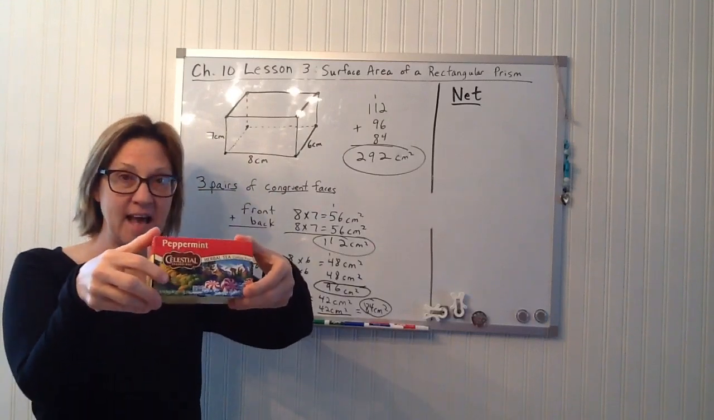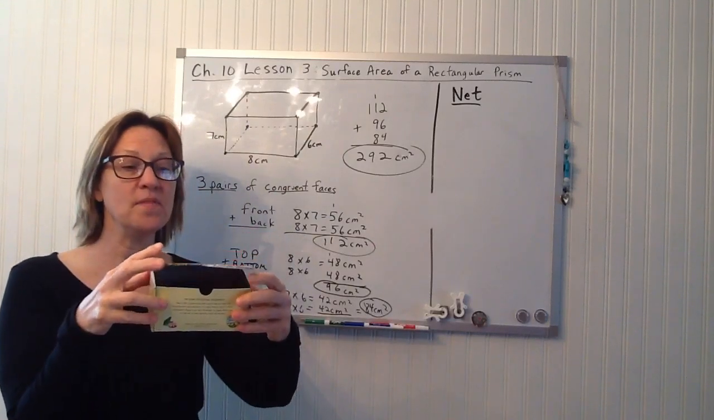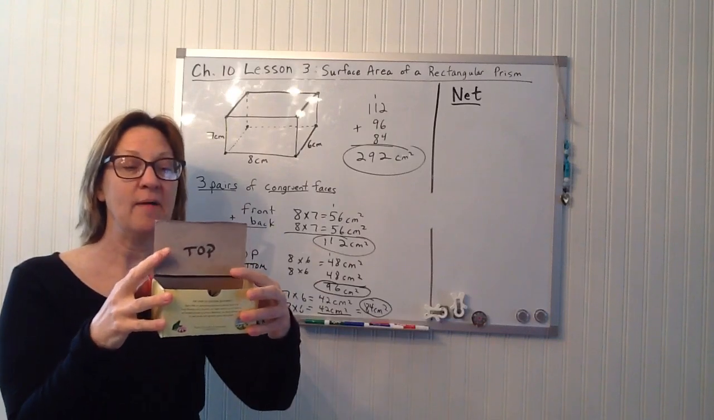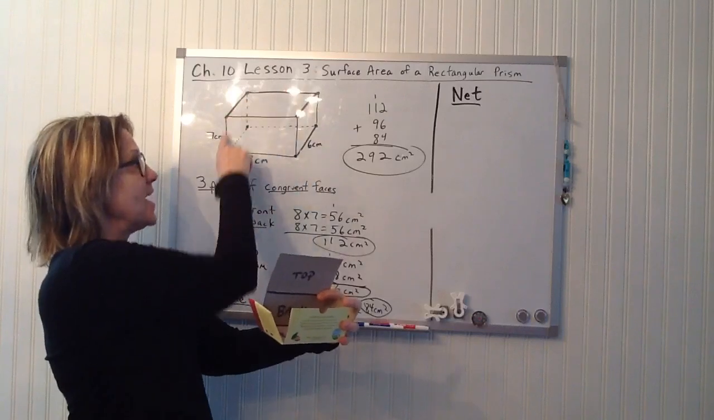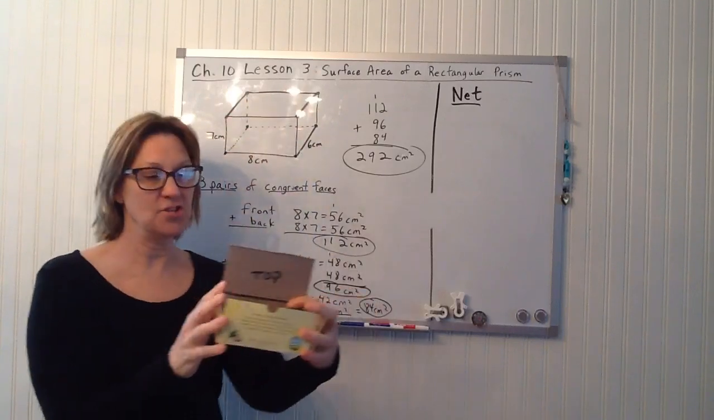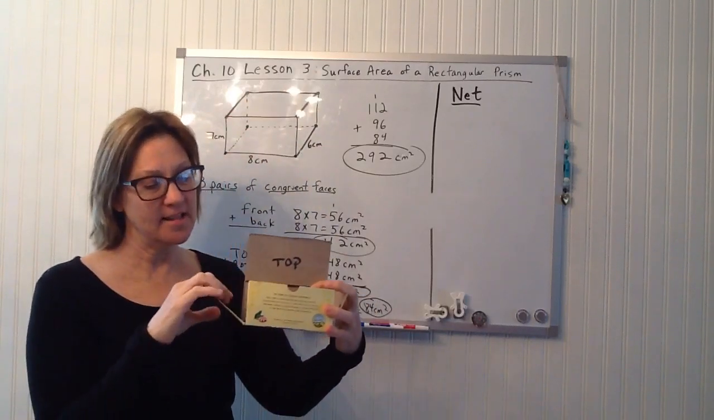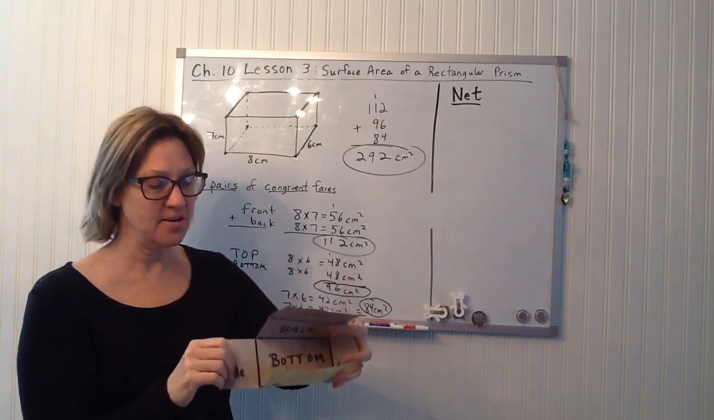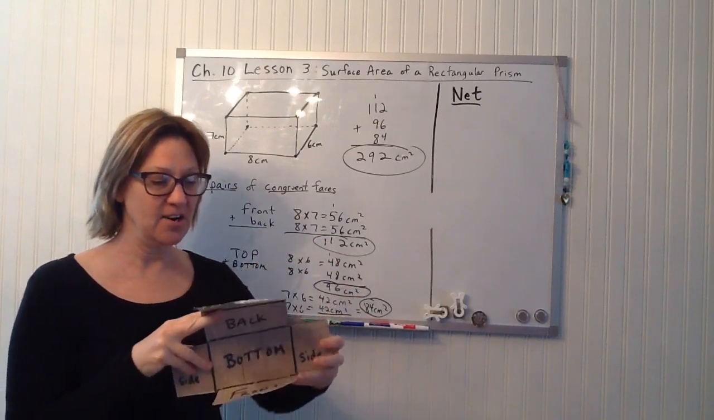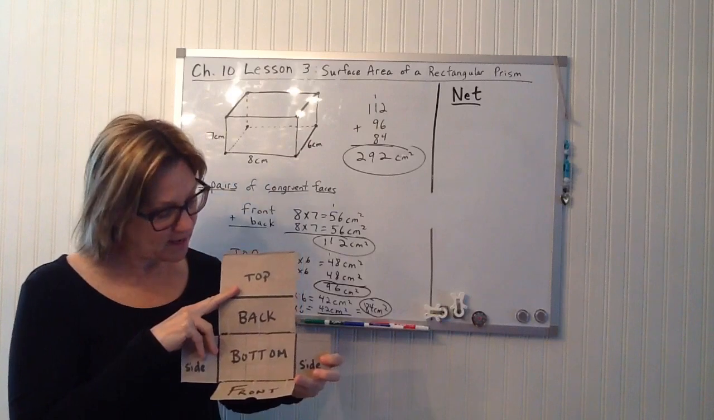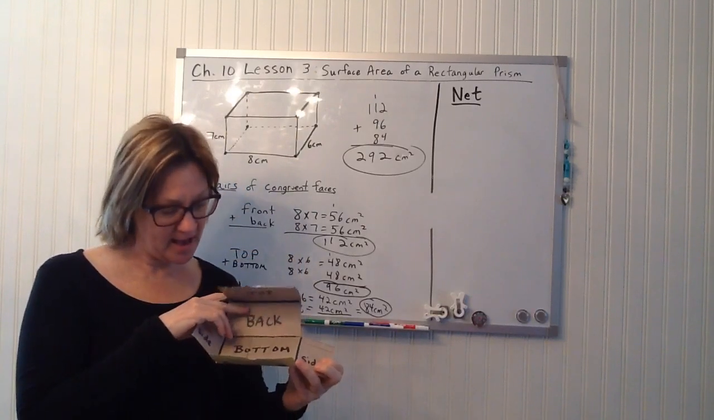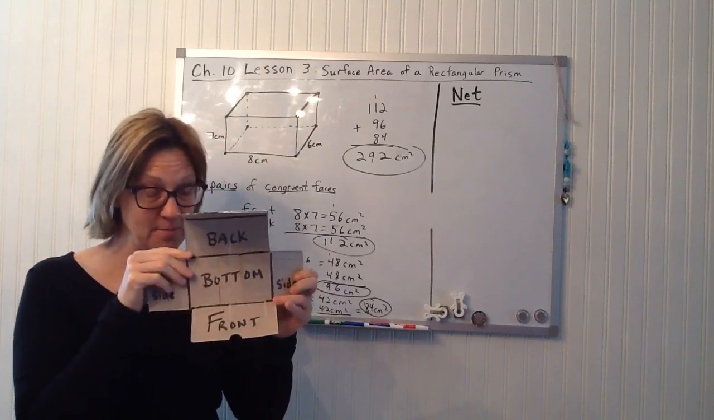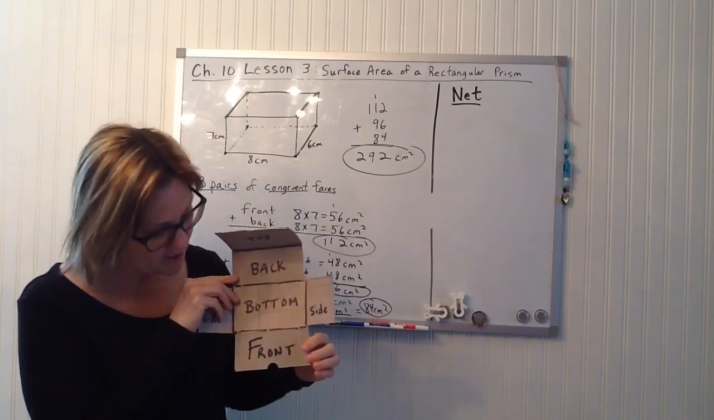So we can see the top here. If I were to open this up into a net, I would have a rectangular top, which goes up here. My top and my bottom match up. I could see the side here and the side here. As I'm opening it, you could see the back. If this were the top, here's the back. There's the bottom there, and then below the bottom is the front.